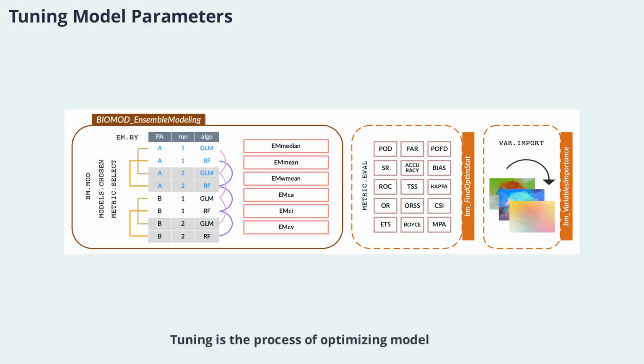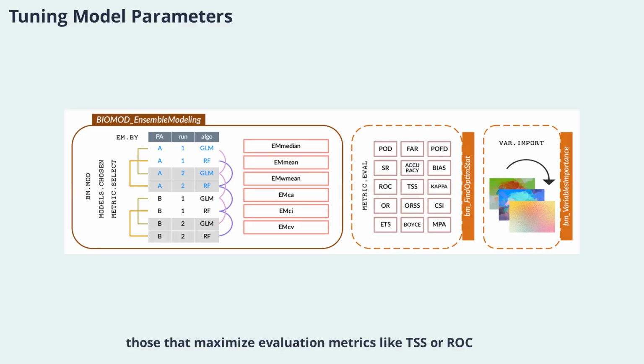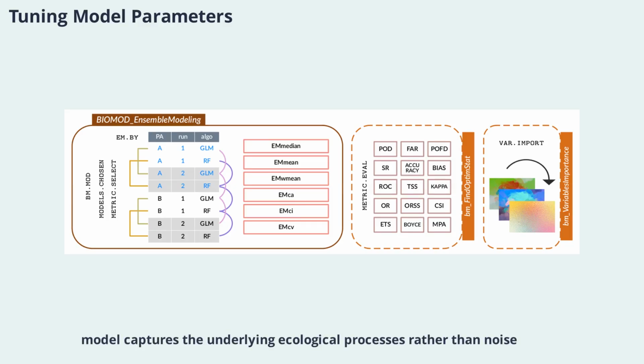Tuning is the process of optimizing model parameters to achieve the best predictive performance. This can involve adjusting settings like the number of trees in a random forest or the regularization strength in a GLM. Automated tools such as the caret package in R can test a range of parameter values and select those that maximize evaluation metrics like TSS or ROC. Proper tuning helps prevent overfitting and ensures that the model captures the underlying ecological processes rather than noise. It's a crucial step for building robust and generalizable models.